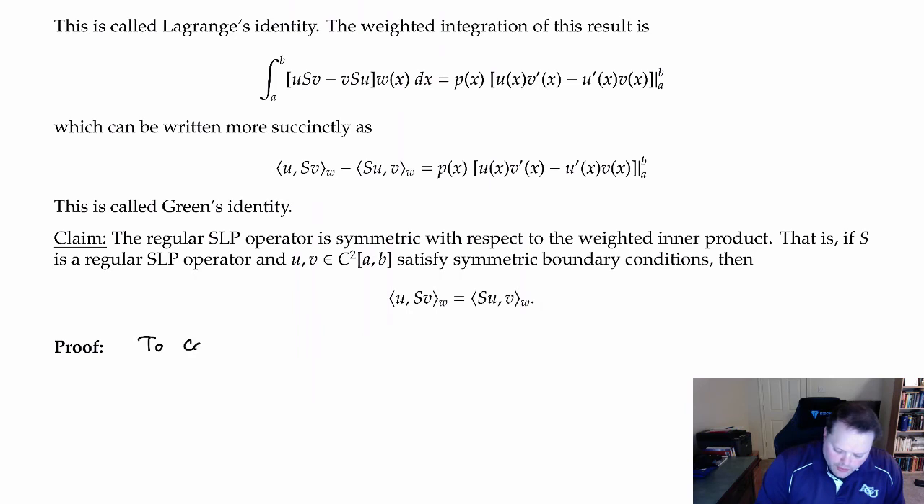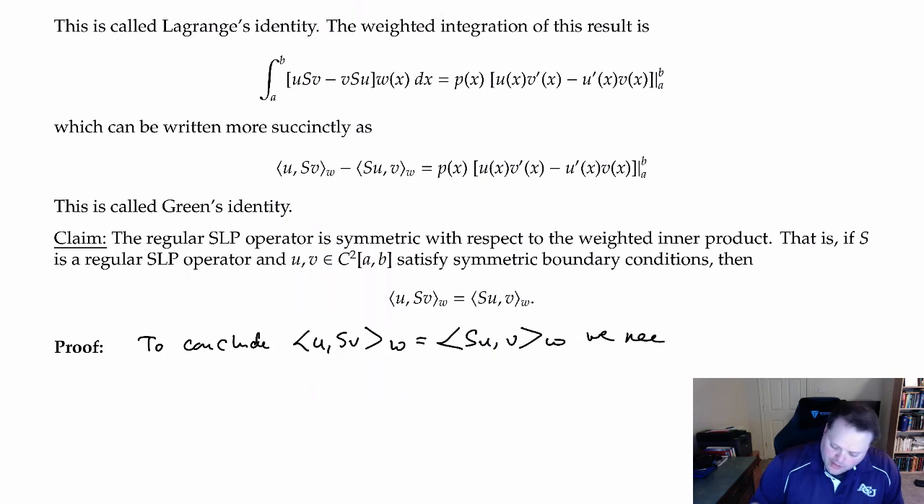To conclude that (Su, v) equals (u, Sv), we need to show that the right-hand side of, and I'll label this equation with a star here, that the right-hand side of star is 0.